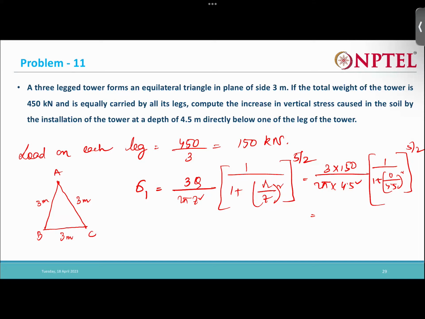Three point five three. Yeah, 3.5 is actually right. Just give me one second. Yeah, 3.53 is correct. 3.53 kilonewton per square meter. Now what we need to do is that due to these loads B and C, what is the load at A? So B and C will be equally contributing to A.